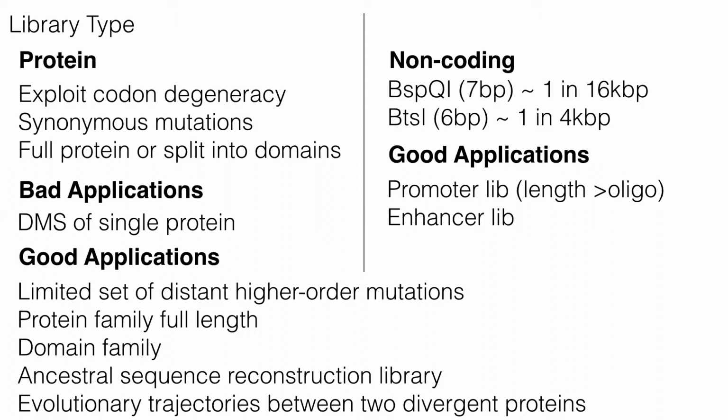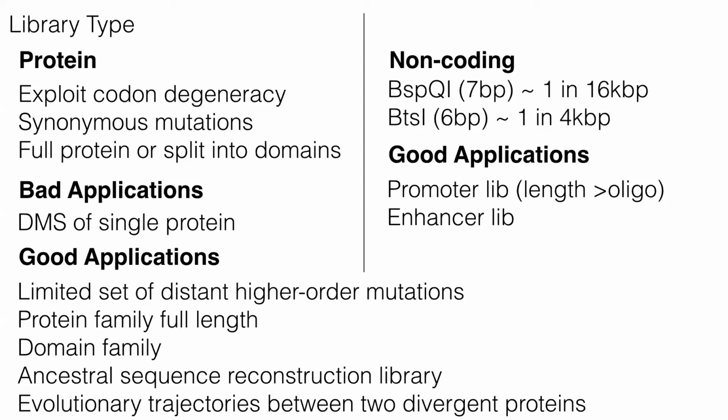With protein sequences as well, you can take advantage of synonymous mutations that are present in there and use that data as well. And you can go for either full-length proteins or split it into domains. And so I want to talk a little bit about what I think are bad applications and what are good applications. So doing a deep mutational scan with DropSynth is not the way to go. It's probably a waste of your time and money.